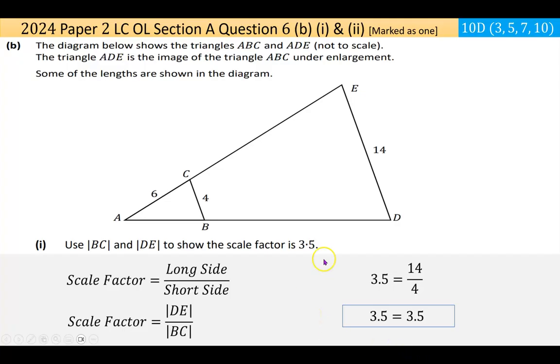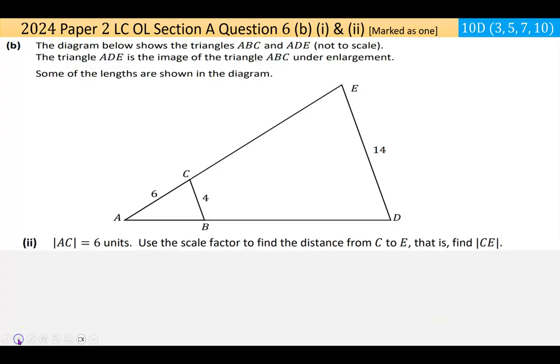Now, in a different question, they might give you the long side and the short side, and they might say, like, find the scale factor. They've kind of given you the answer here, so you have to prove it. A lot of people may have just gone, well, they're talking about DE, they're talking about CB, and just divided 4 by 14, which won't be right. Then invert it, divide 14 by 4. If you get the right number, make sure you show that on the page. That would get you the max.